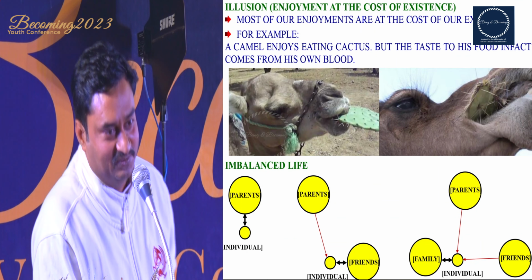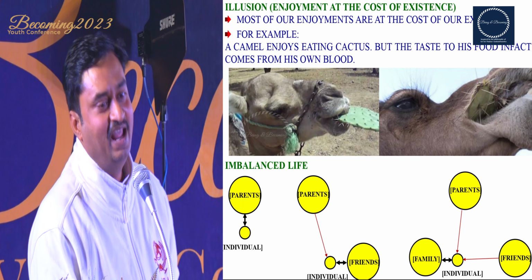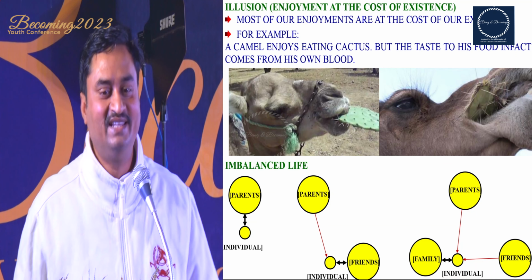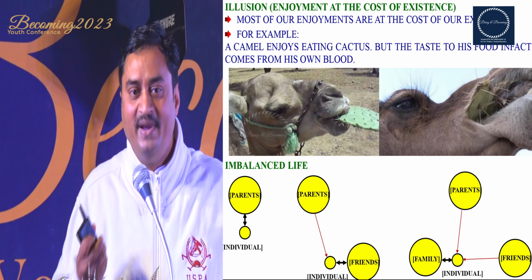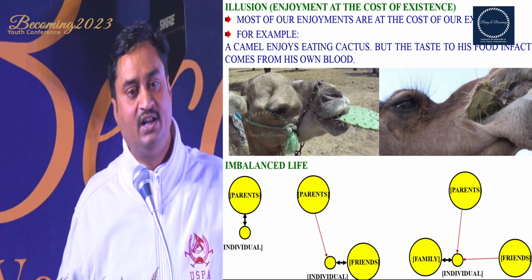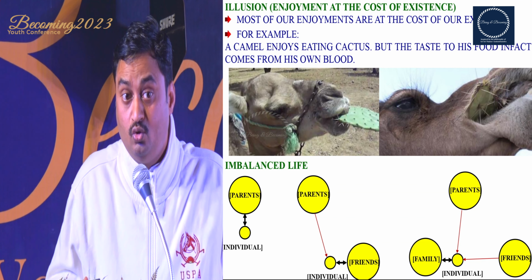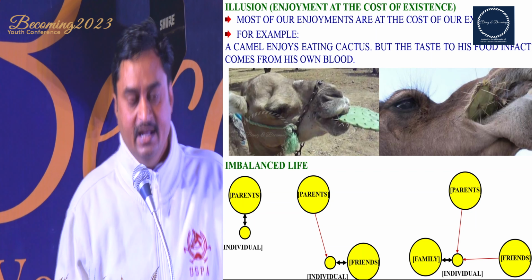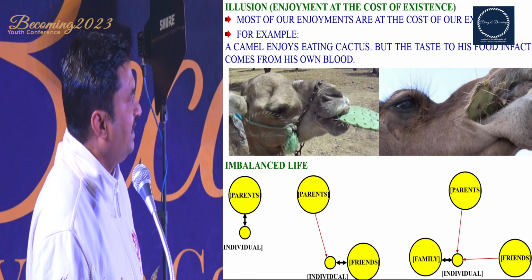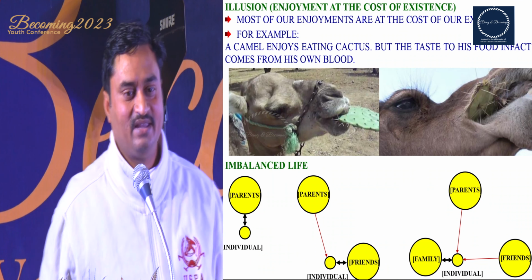The next is illusion. Enjoyment at the cost of my own existence. Means all my enjoyments are actually at the cost of my own existence, and I don't exactly realize that. Sister Thakur has given a very nice example.